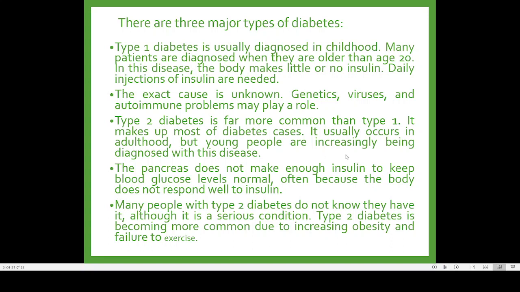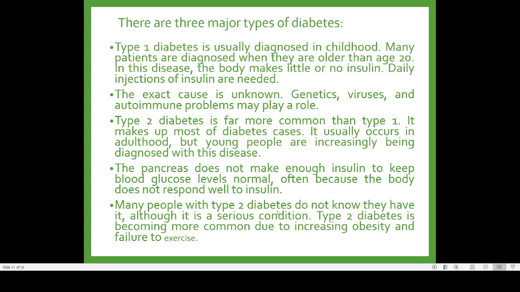Then the pancreas does not make enough insulin to keep our blood glucose level normal. There are two reasons. One is that the pancreas in your body may not be producing a sufficient amount of insulin. Another problem is that the pancreas may be producing enough insulin, but our cells are not responding to the insulin. So both can be a source of diabetes. These are the two different situations where diabetes normally develops.